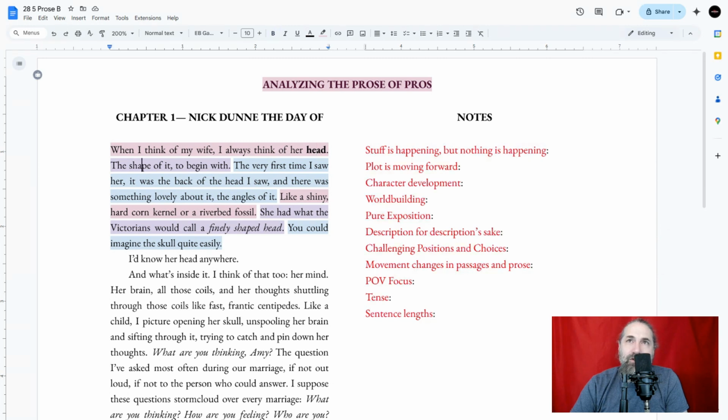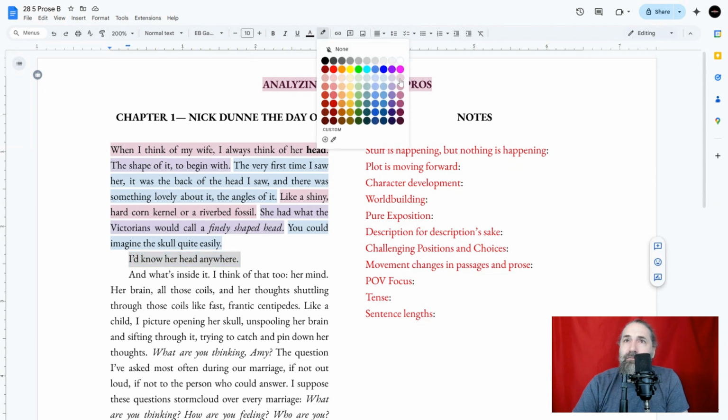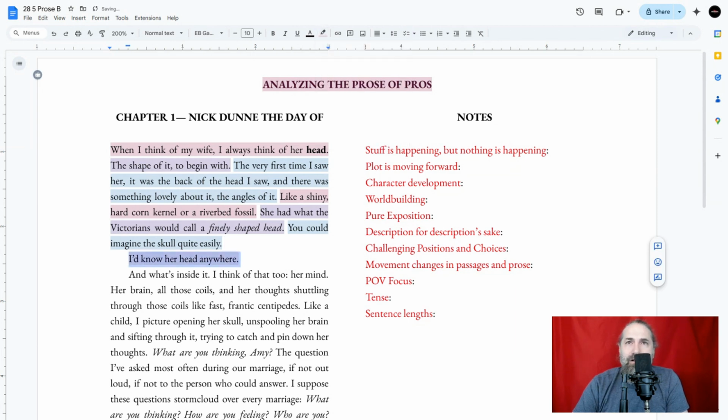Right? And they are driven through the thought of their wife. And it's also creating a creepy kind of, you could imagine the skull quite easily. Right? Now, I didn't know her head anywhere. It's interesting that this is its only sentence in this prose. So this is a nice long prose, and then you can see clearly all the sentences have varied lengths. Very important. Varied lengths help create the rhythm and flow.